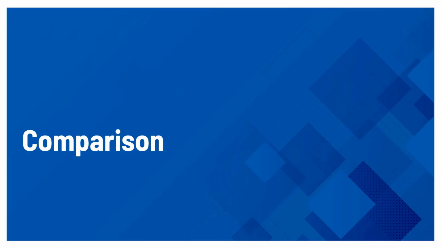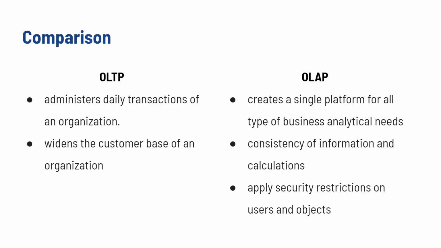Let's compare the both. Benefits of the OLTP method include administration of daily transactions of an organization. OLTP widens the customer base of an organization by simplifying individual processes. Benefits of OLAP include creation of a single platform for all types of business analytical needs, which includes planning, budgeting, forecasting, and analysis. The main benefit of OLAP is the consistency of information and calculations. Easily apply security restrictions on users and objects to comply with regulations and protect sensitive data.